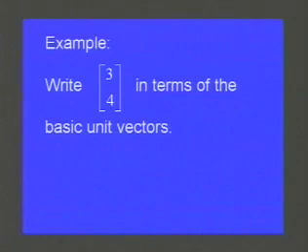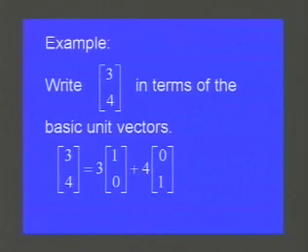Okay, let's see what I meant about writing one in terms of the other. Write 3, 4 in terms of the basic unit vectors. Well, 3, 4 is equal to 3 times 1, 0 plus 4 times 0, 1. In other words, 3, 4 is 3i plus 4j. So whatever's in front of i is the x component, whatever's in front of j is the y component. So now I hope you can see why we call it a basic unit vector. It's pretty simple to convert anything to terms of i and j.